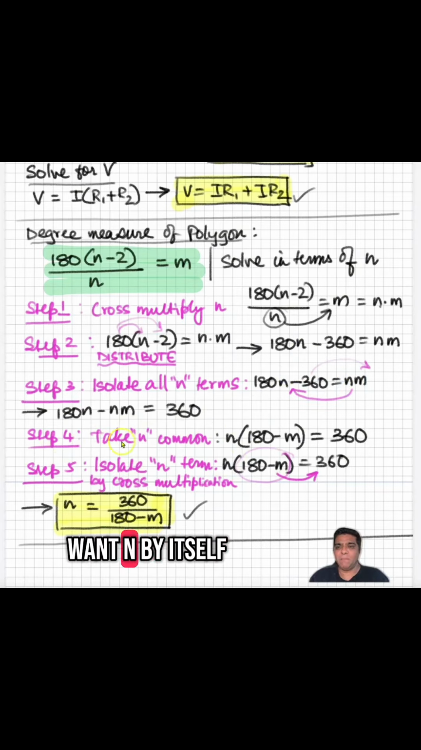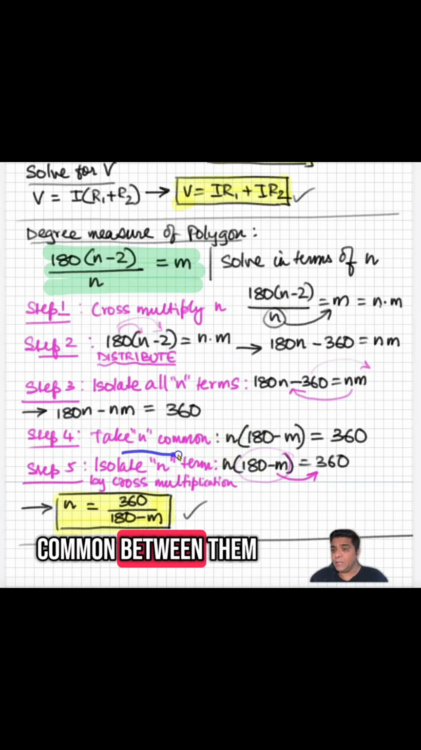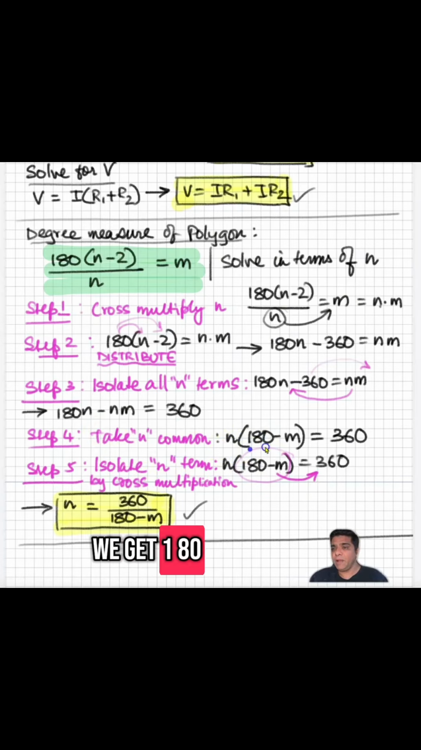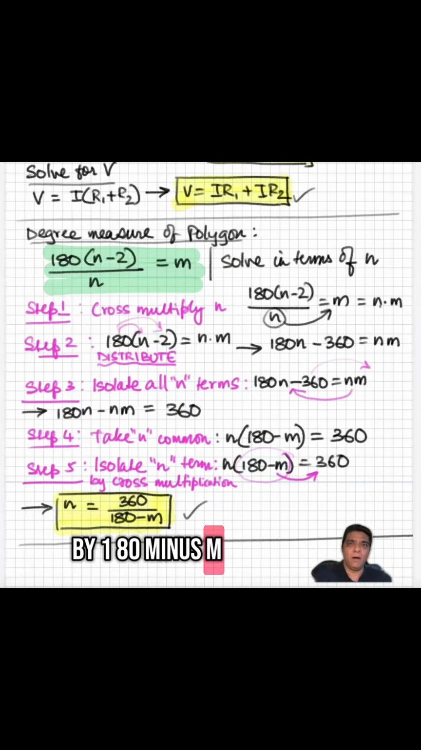We did that because we want n by itself. Now take n common between them. Taking n common, we get n times 180 minus m equals 360. Wonderful. Now we're going to isolate the n term, so divide both sides by 180 minus m. This cancels off and n equals 360 divided by 180 minus m. All right, there we go.